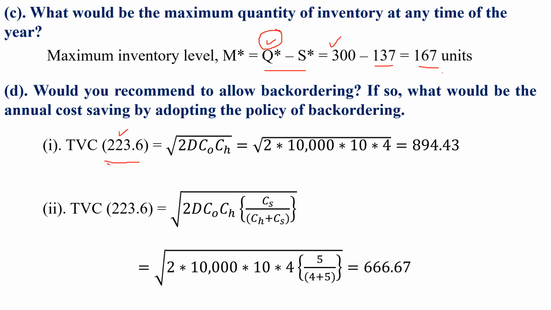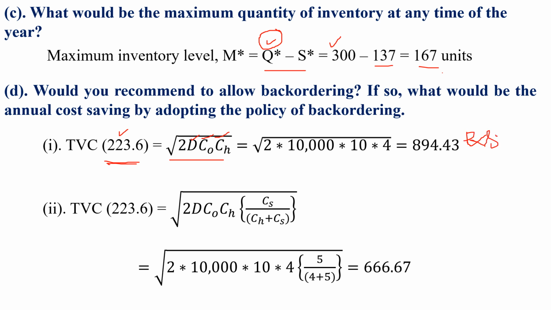We know the equation for the total variable cost without shortage, that is model 1A. We already discussed the equation for this one, that is root of 2 D C0 CH. We know the D value, C0 value, CH. Then we substitute, and we will get the total variable cost equal to 894.43 rupees. The value we get is in rupees.